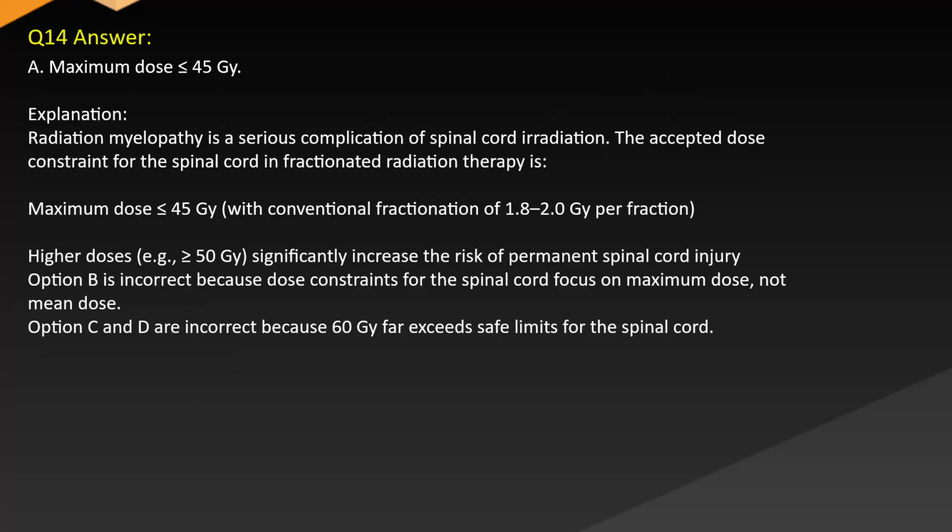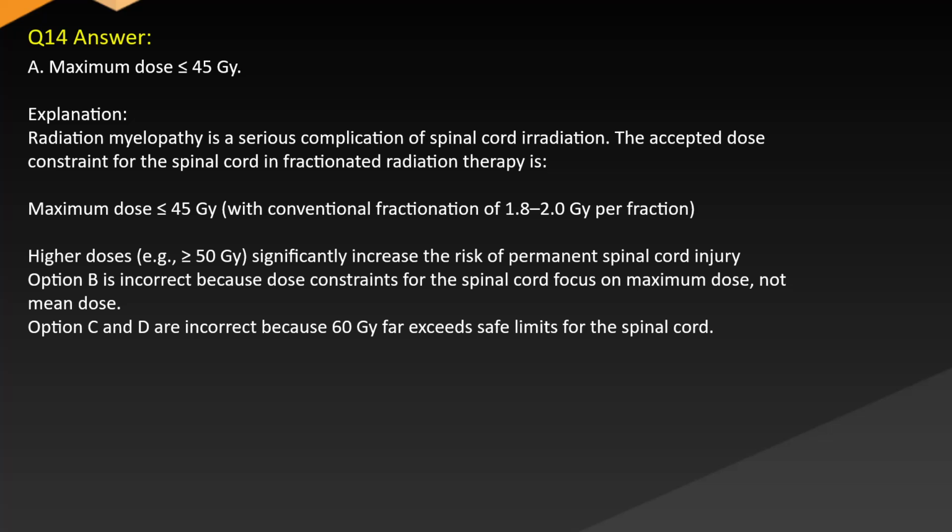Answer A. Dmax equals 45 Gy. Explanation: radiation myelopathy is a serious complication of spinal cord irradiation. The accepted dose constraint for the spinal cord in fractionated radiation therapy is a Dmax of 50 Gy. Exceeding this significantly increases the risk of permanent spinal cord injury.